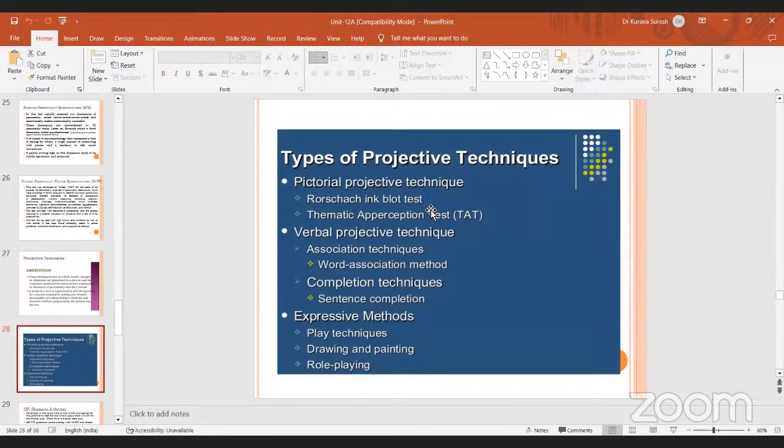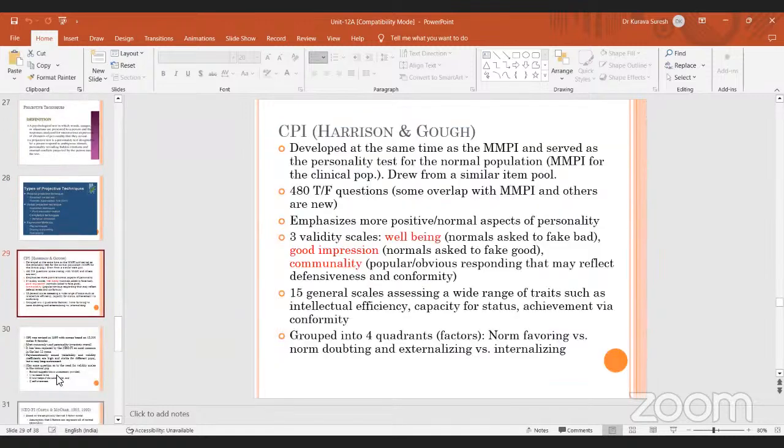The types of projective tests: picture projective techniques, the Rorschach inkblot test and the Thematic Apperception Test; verbal projective techniques, associative techniques, and the word association method; comprehension technique tests; expressive methods, play techniques, drawing and painting, and role play tests. CPI assessment, California Test of Personality.